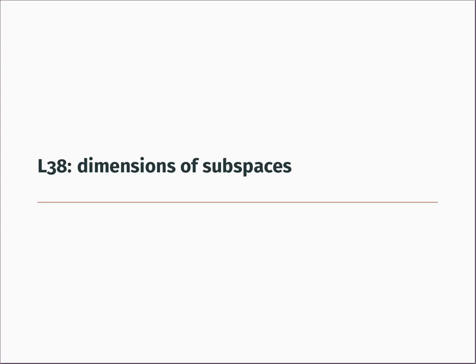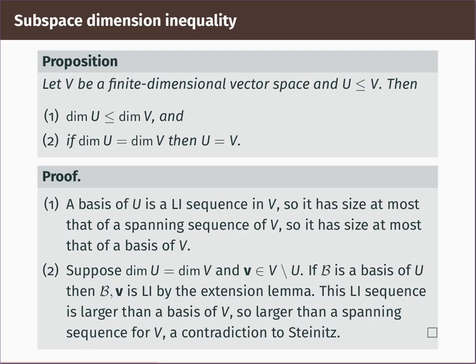We introduced the dimension of a vector space as a kind of measure of the size of that vector space. And I said at the time that if this is to be a good measure of the size, it ought to have certain properties. In particular, if you've got a vector space V, which has a subspace U, then the dimension of U ought to be less than or equal to the dimension of V. In this video we'll prove that, as well as some related results.